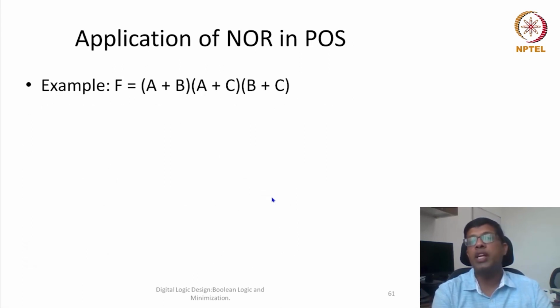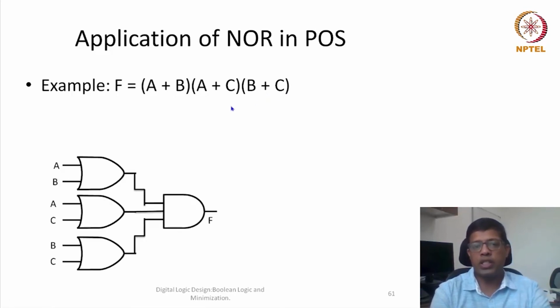Similarly, NOR gates can be used for implementation of product of sum expressions. Again, let's take a very similar example. Let's say F is a product of sum expression. There are three sum terms: A plus B, A plus C, and B plus C, and all three sum terms are in product, which means they are all ANDed. In the regular implementation, you have three OR gates, and the outputs of these three OR gates are ANDed to get the output F.